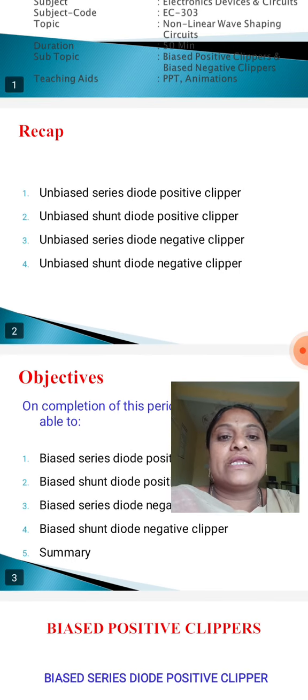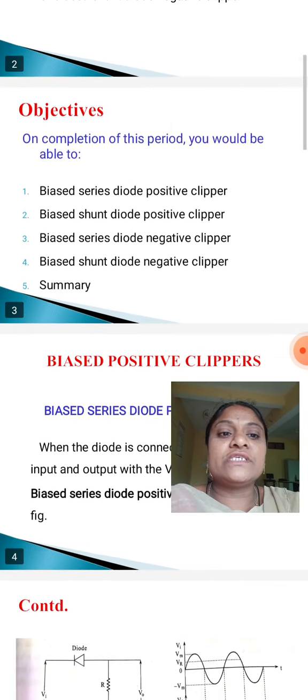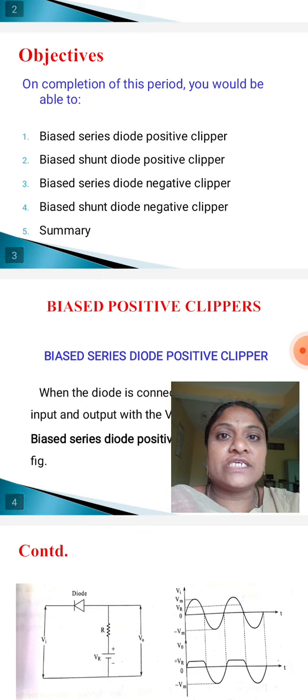Next, objectives of this presentation: on completion of this period you would be able to understand the biased series diode positive clipper, biased shunt diode positive clipper, biased series diode negative clipper, biased shunt diode negative clipper, and summary. We will discuss these topics one by one in today's class.